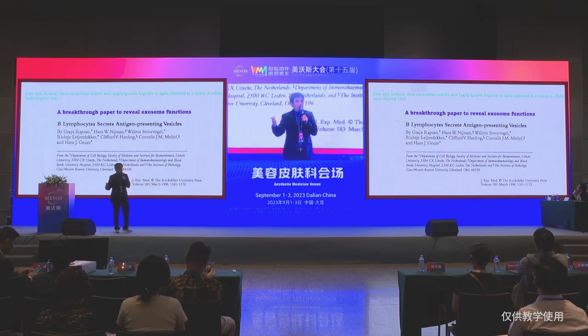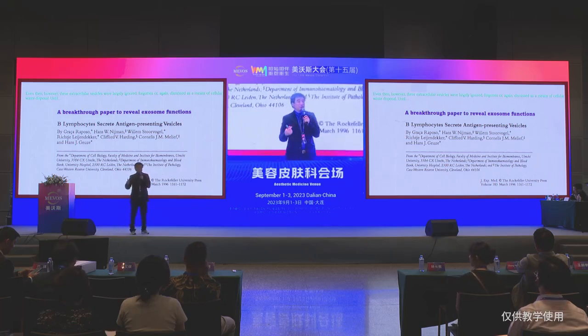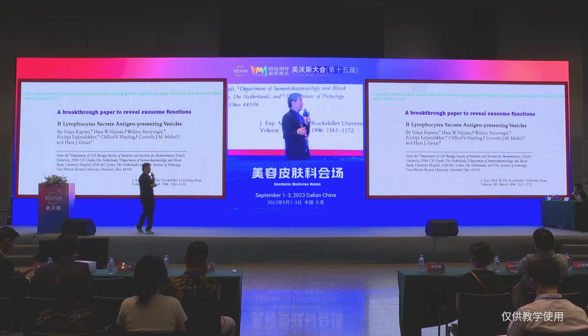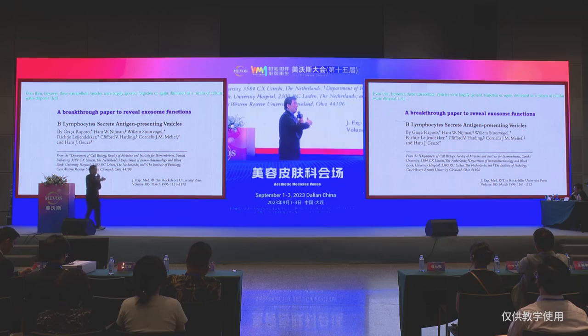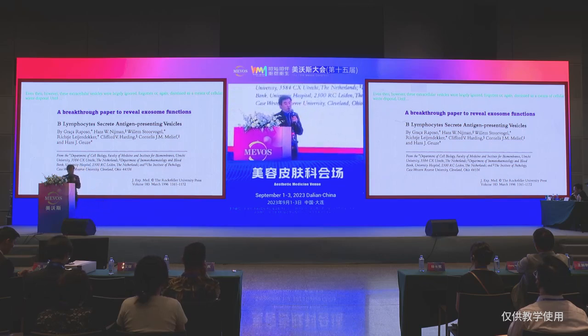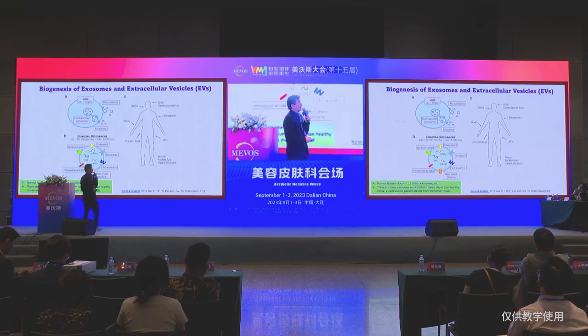A breakthrough paper was published. They showed that the B lymphocytes also secrete exosomes, and those exosomes have antigens on them, which means they have an immunomodulatory function. This basically opened another door and really boosted the entire field to move forward. Okay, so let's move on to the exosomes.